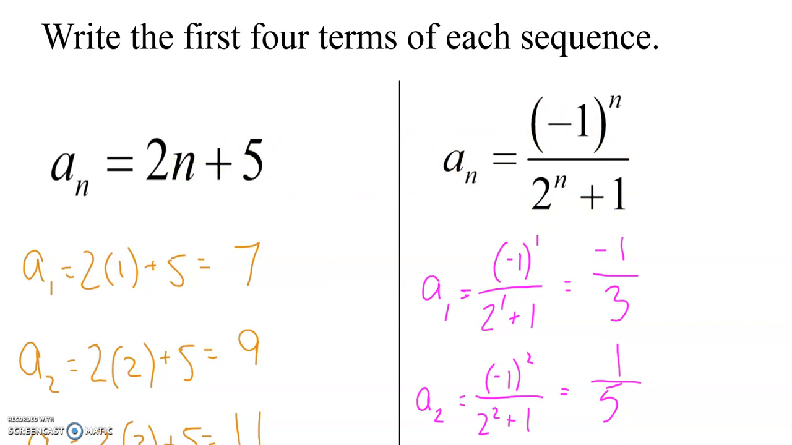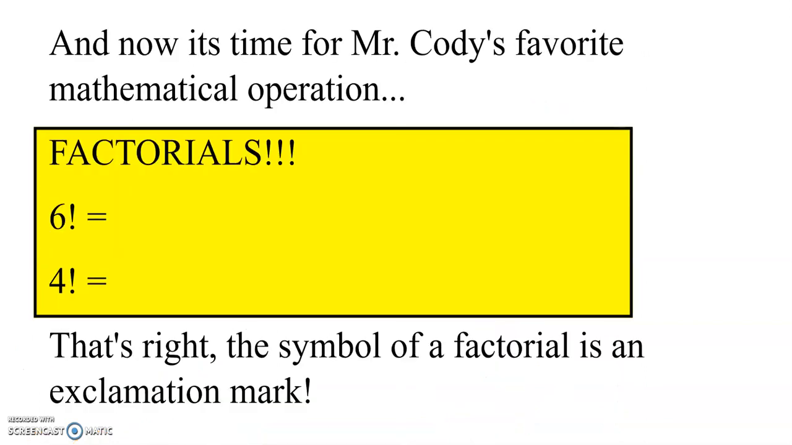Next, and this is one of my favorite parts of the year, you get to learn my favorite mathematical operation. Look, I know addition's pretty great, subtraction's wonderful, everyone loves multiplication and division. They're all just great, and logarithms, sure, awesome. I love logarithms. However, there is one and only one operation that is my absolute 100% favorite, and that is called a factorial.